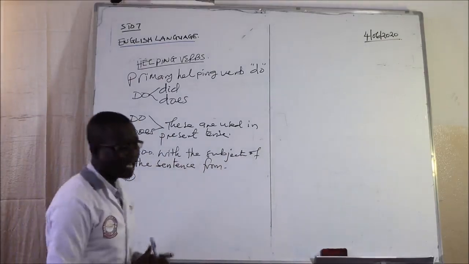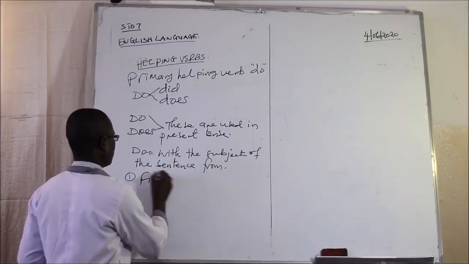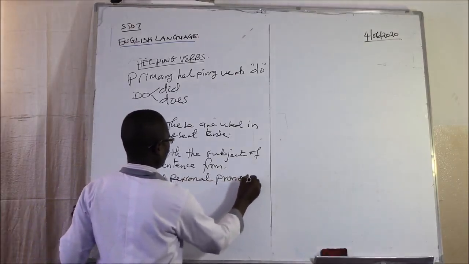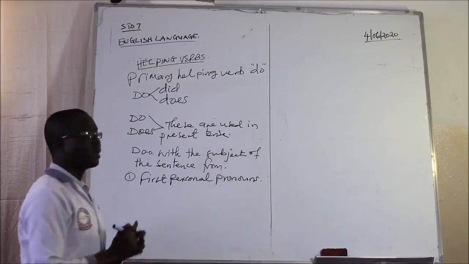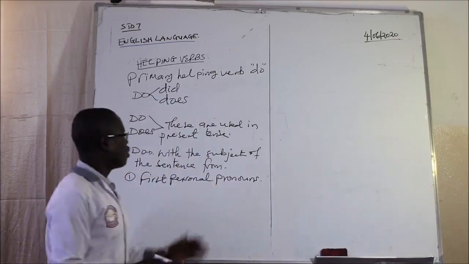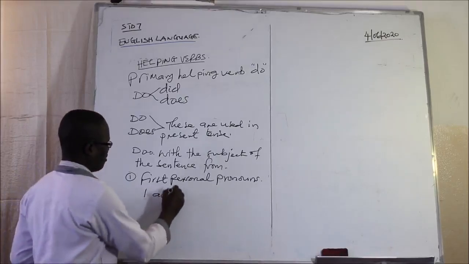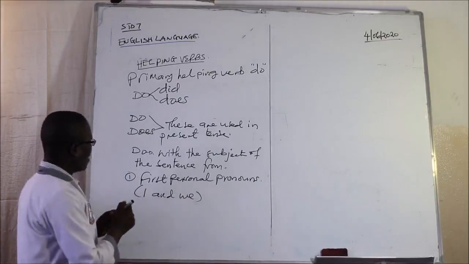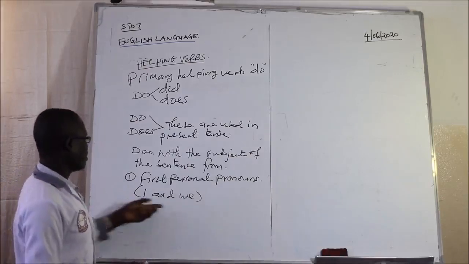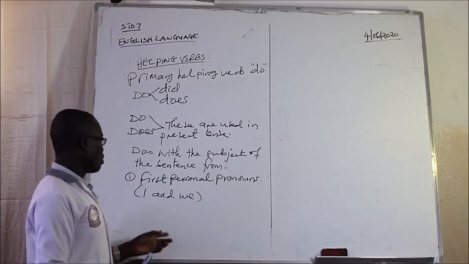We are using do with the subject of the sentence from first personal pronouns. When I say first personal pronouns here, I'm talking of two things: singular and plural. Here I am talking of I, and I am talking of we. Now, the helping verb do in present tense is used when the subject of the sentence is I or we.